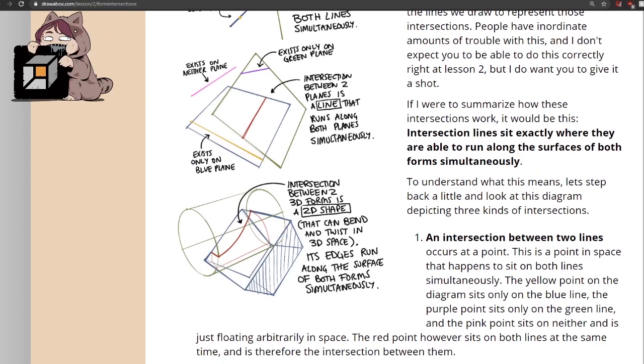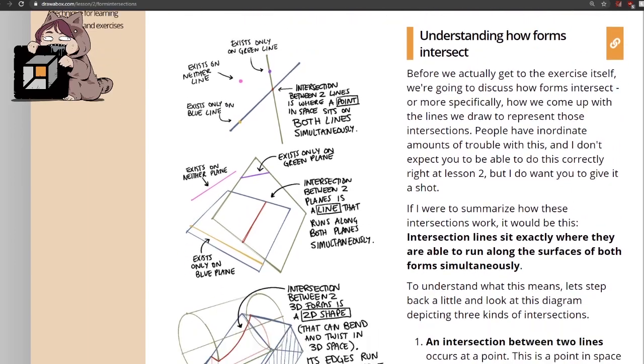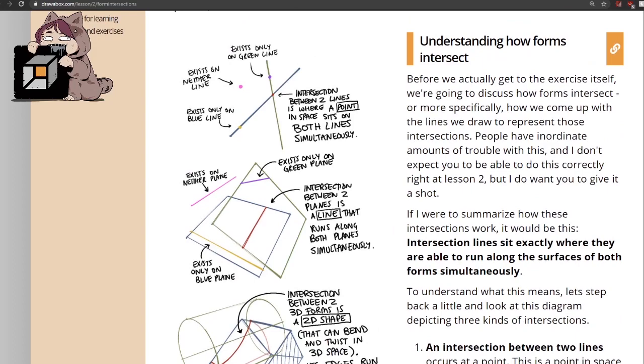If I were to summarize how these intersections work, it would be this. Intersection lines sit exactly where they are able to run along the surfaces of both forms simultaneously. To understand what this means, let's step back a little and look at this diagram depicting all three kinds of intersections.